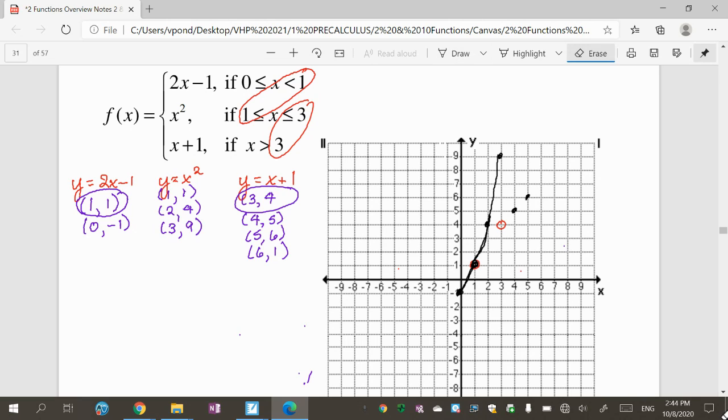Excuse me, I just did that wrong. Let's erase that. I'm looking at the wrong one here. So it's 3, 4, and then I've got 4, 5. Oh, I did do that right. 5, 6, and 6, 7. That should be a 7. I did do that right. This goes like this. So that's how I graph that function.